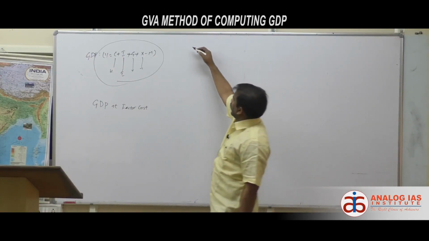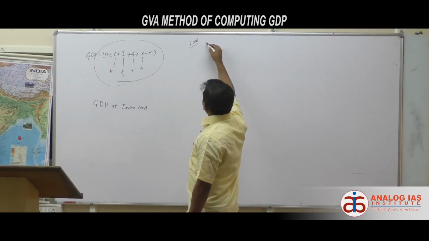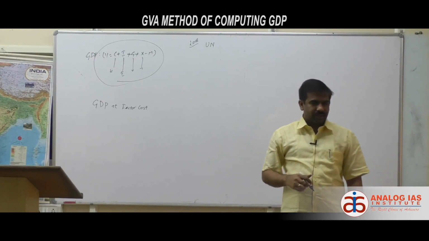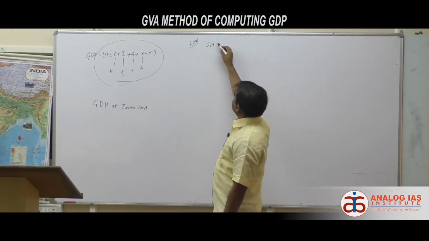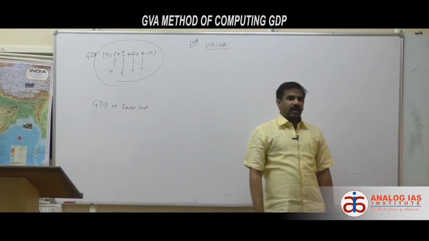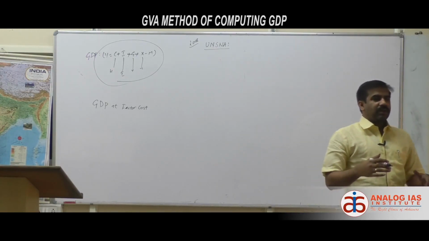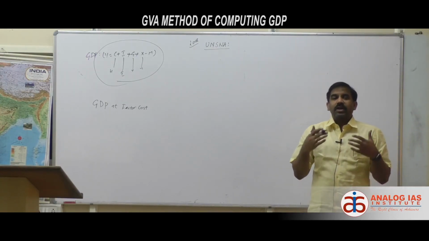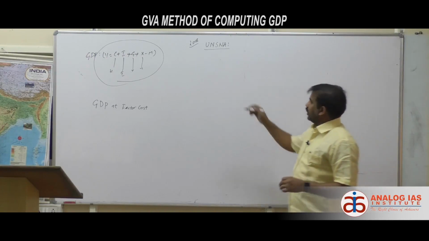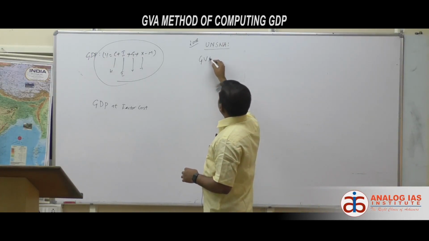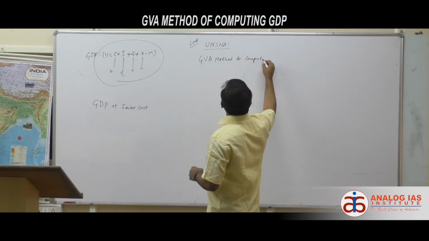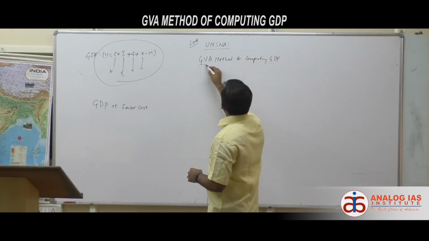But somewhere in the year 2008, the United Nations came up with one innovative measure of national income. That is what we call the United Nations System of National Accounts. The United Nations has come up with a better, an improved measure of calculating GDP, and that is using a method called the GVA method. GVA stands for gross value added. So how to compute GDP using GVA?